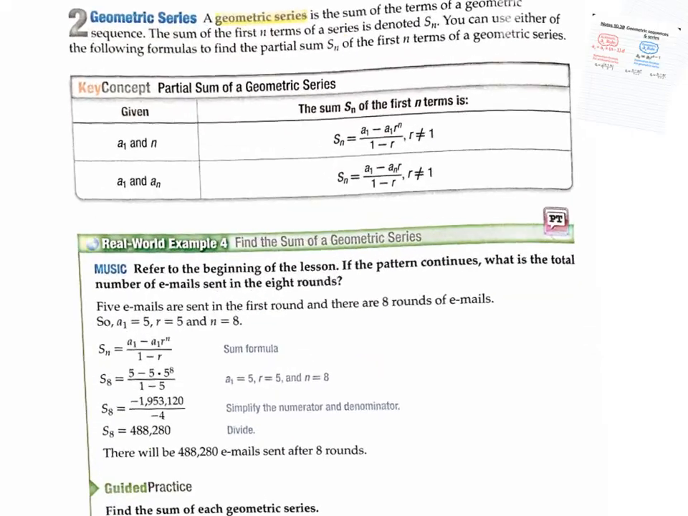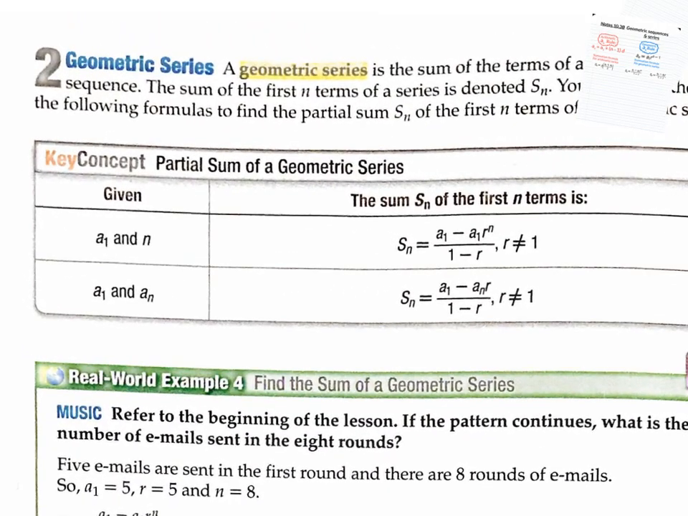So our book gives us these two formulas, and the key concept is if they provide an a sub 1 and an n, then you're going to use this formula right here. If they give you an a sub 1 and an a sub n, the first number on your list and the last number on your list, then you can use this one down here. So again, if they give you the first number on your list and how many numbers are on your list, then you could use this one. If they give you your first number and your last number, then you're going to use this one, okay?